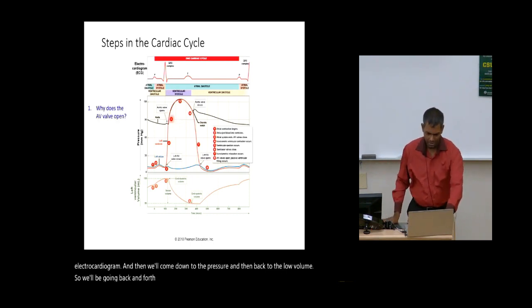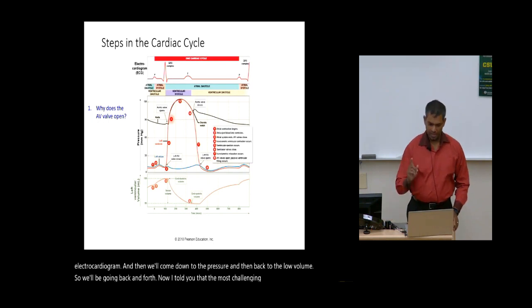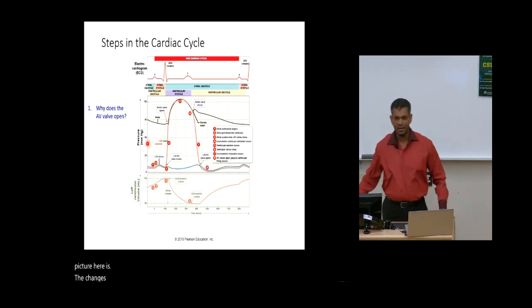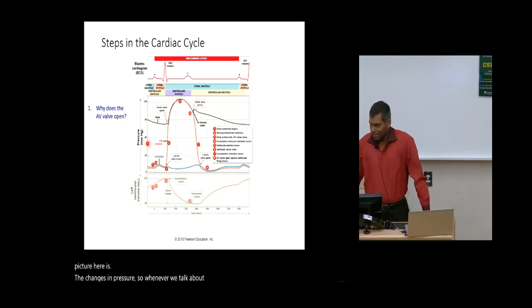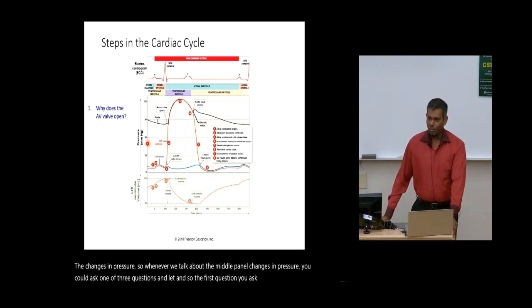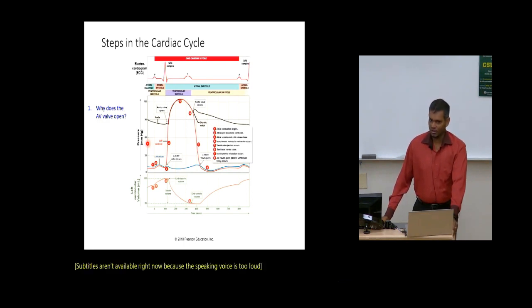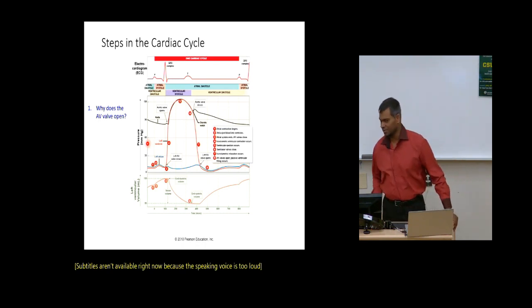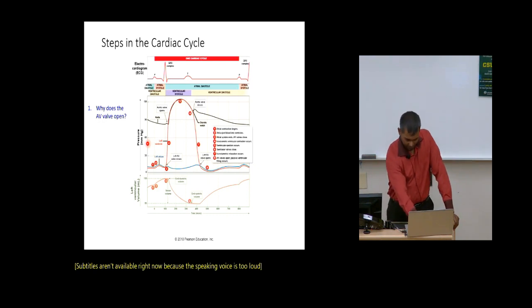Now I told you that the most challenging part of this picture here is the changes in pressure. All right. So whenever we talk about the middle panel, the changes in pressure, you could ask one of three questions. And so the first question you ask is, why does the atrioventricular valve open? And this whole question is written in blue because I want you to write it out. The first question is, why does the AV valve open? This could be the right AV valve or the left AV valve. Ask yourself that first question.